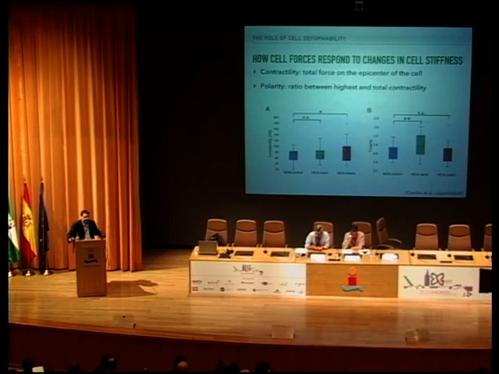But what is more interesting, given that the amount of force is very similar in the three cases, is the way that the cells exert the forces. So we define a parameter, polarity, which is the ratio between the highest force divided by the total contractility, the total force. And we observe that to achieve the same invasion capacity, when the nucleus is stiffer, the cell exerts forces that are more directional. So the cell is able to modify the way it exerts forces, exerting them more directionally.